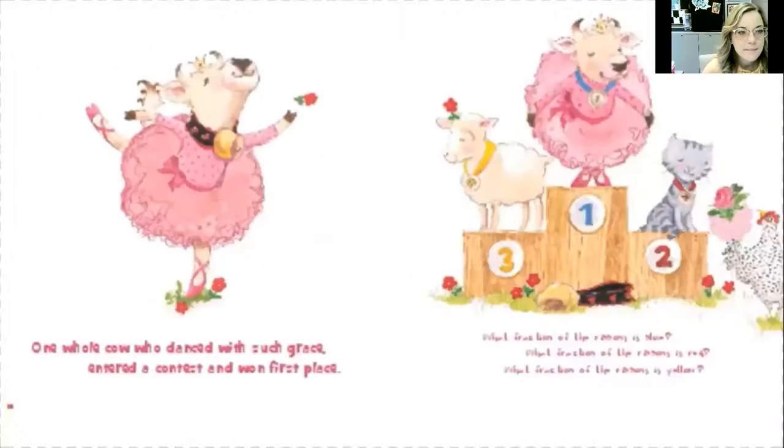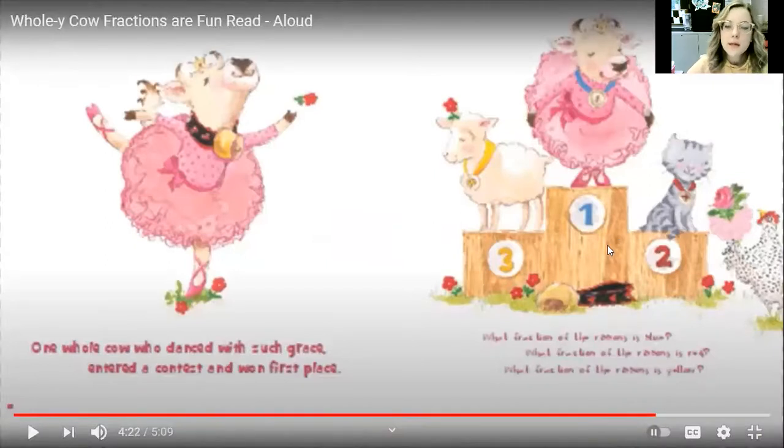One whole cow danced with super grace and through a contest and won first place. What fractions of the ribbons are blue? Okay, so we have a first prize ribbon, we have a second prize ribbon, and we have a third prize ribbon. Okay, how many ribbons are there in all? There's 1, 2, 3 ribbons. So 3 is our whole number. What fraction or what part of those 3 ribbons is blue?